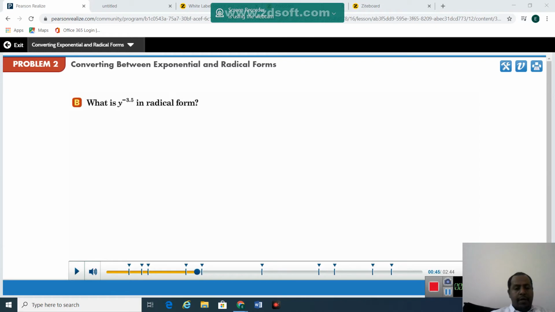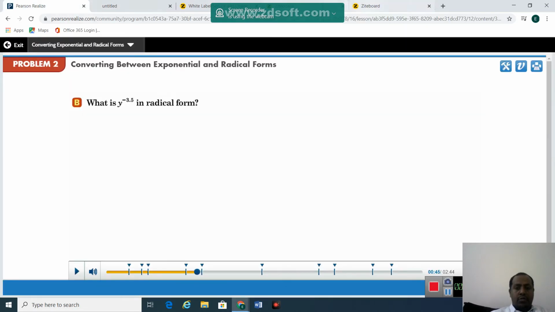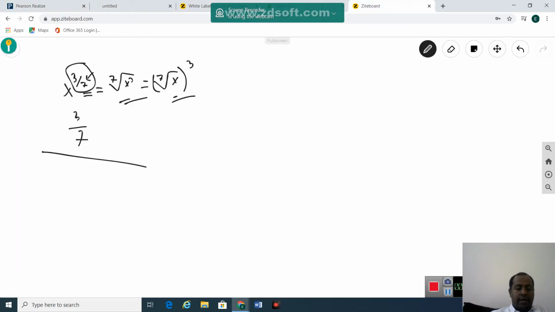Okay, the next problem is y to the power of negative 3.5 in radical form. Okay, this is a little bit different from part A. In part A, the exponent is rational, but in part B, the exponent is decimal. It's not rational. So let's see how we are going to convert the decimal exponent to radical form.